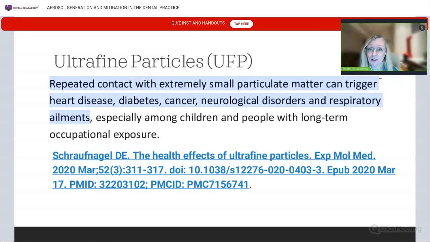Repeated contact with extremely small particulate matter, the ultrafine particles, can trigger heart disease, diabetes, cancer, neurological disorders, and respiratory ailments, especially among children and those with long-term occupational exposure. And you all are in that. I don't think you're children. I think you are the ones that have the long-term occupational exposure.